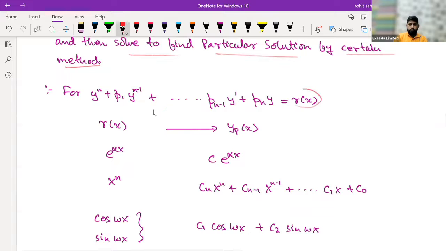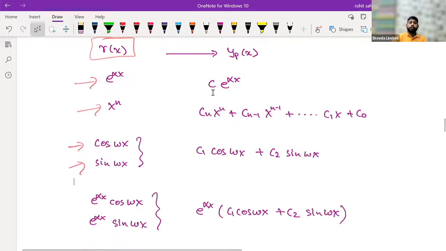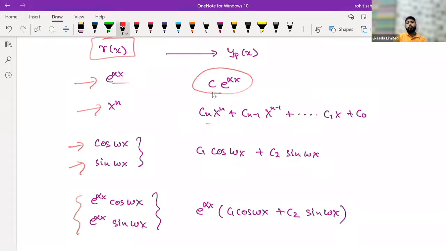For your R of x, which is the non-homogeneous part, if your R of x looks like this, if it is e to the power of alpha x, if it is x to the power of n, like we saw e to the power of 2x, then we saw x square plus 2x plus 4. So this is polynomial type, or cos omega x or sin omega x. Or the third possibility is it may be like e to the power of alpha x and a cos term. In that case, your particular solution will be like, for this one it should be of this form, for x to the power of n it will be of this form.